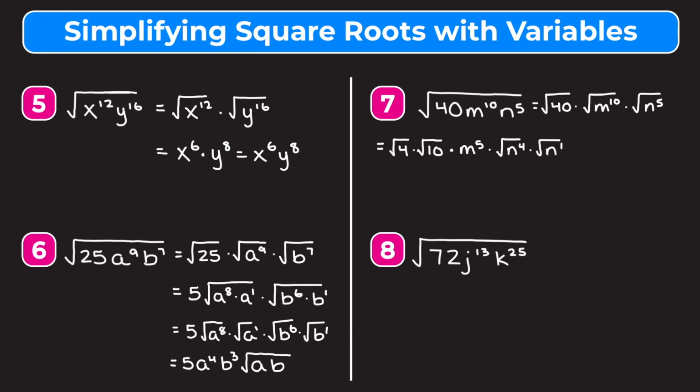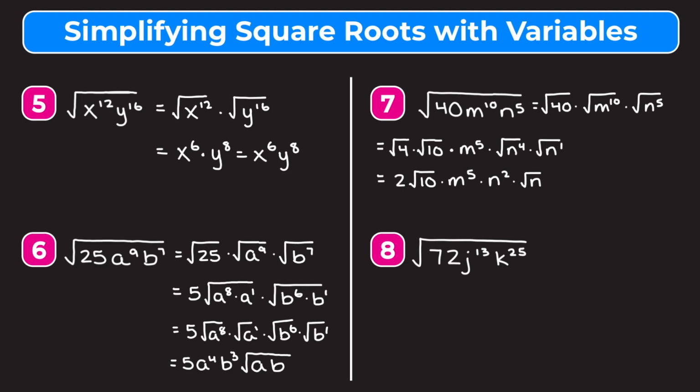And now we're going to simplify what we can. So the square root of 4 is 2. So we have 2. We can't simplify the square root of 10, so we leave it as is, times m to the 5th. And now we can simplify the square root of n to the 4th by cutting the exponent in half to get n squared. And we can't simplify the square root of n to the 1st, so we leave it as the square root of n, which is the same as the square root of n to the 1st.